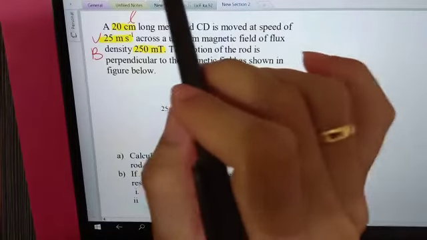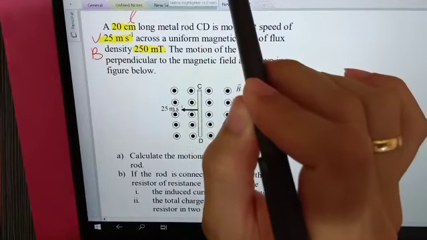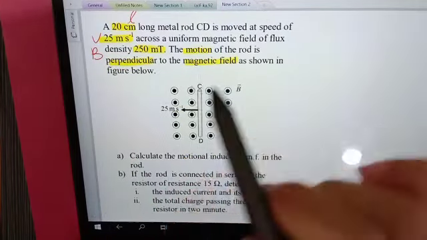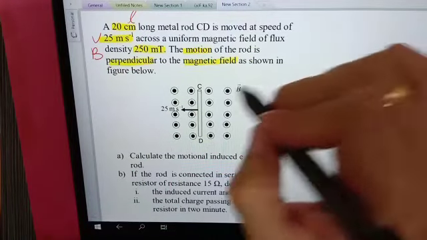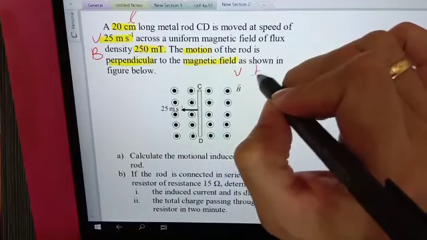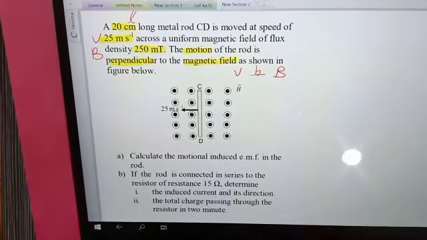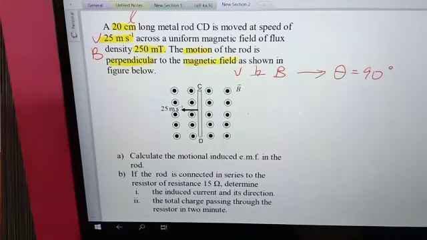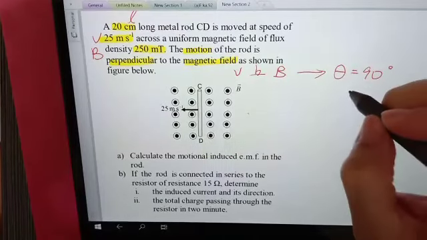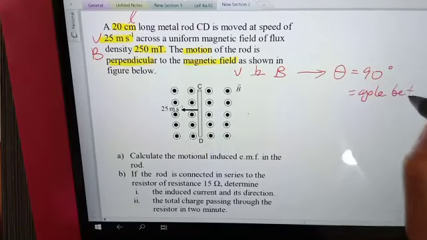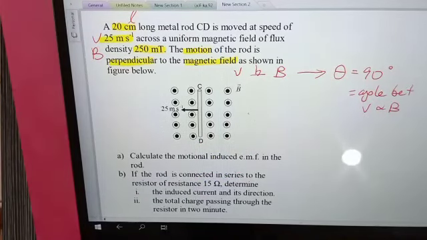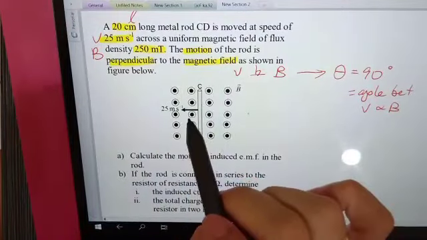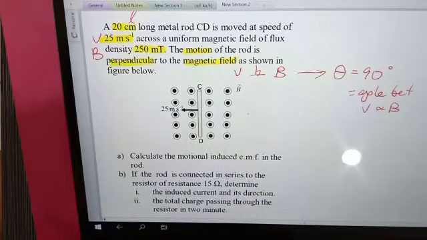So he says that the motion is perpendicular to the magnetic field. That means the velocity is perpendicular to the field. This denotes that the angle theta is 90 degrees. Angle theta is the angle between V and B, which is 90 degrees. As you can see here, the velocity and magnetic field are exactly 90 degrees.